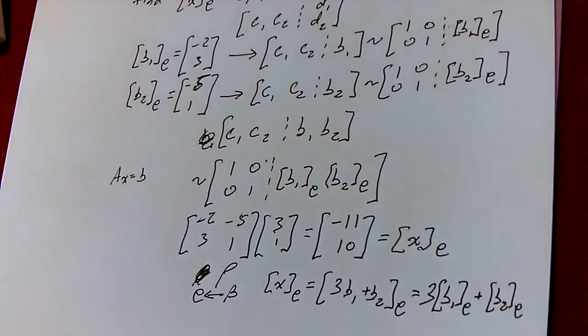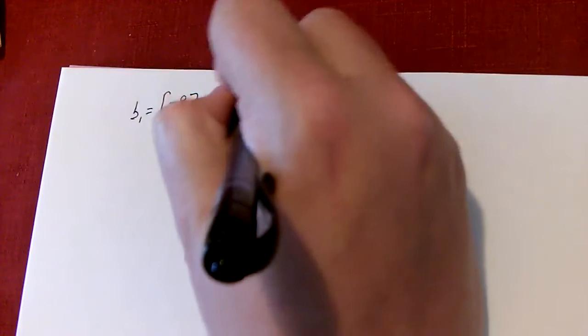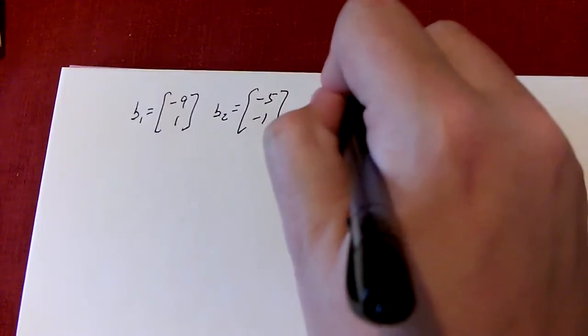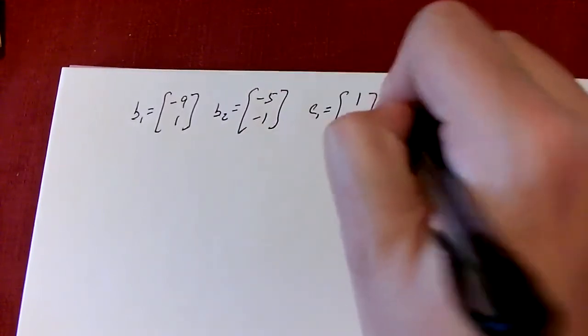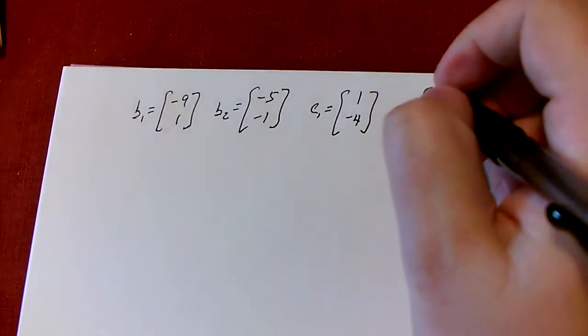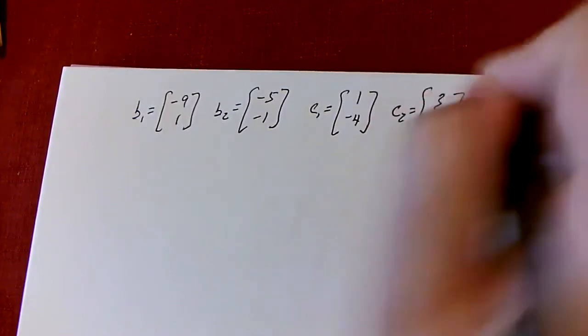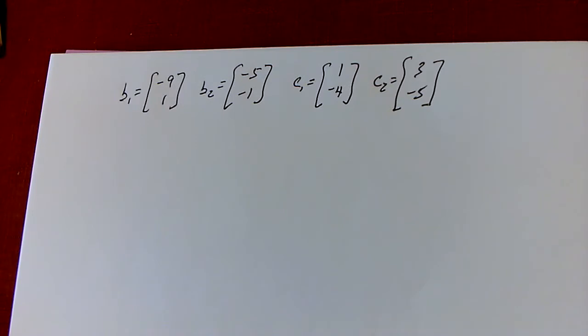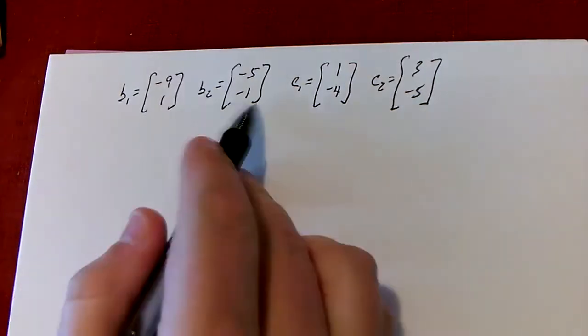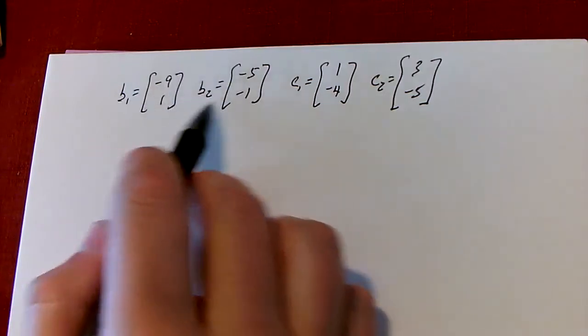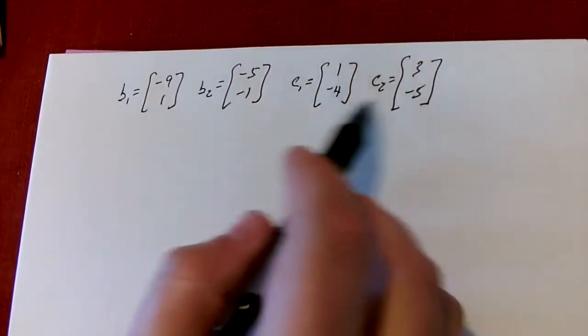So let's look at another basis here. This basis is going to have B1 equal to -9, 1. B2 is going to be equal to -5, -1. C1 is going to be 1, -4. And C2 is going to be 3, -5. So I have my basis vectors here. B1 and B2 clearly make a basis for R2. C1 and C2 clearly make a basis for R2 as well.